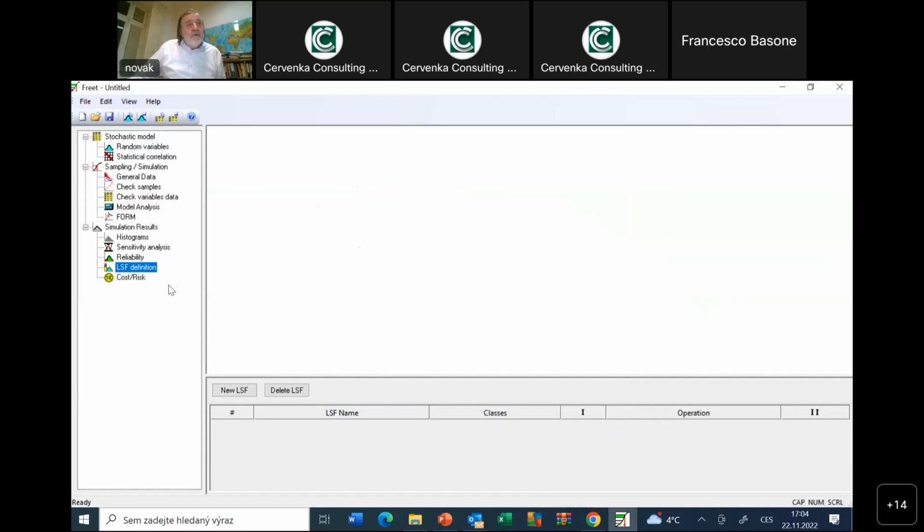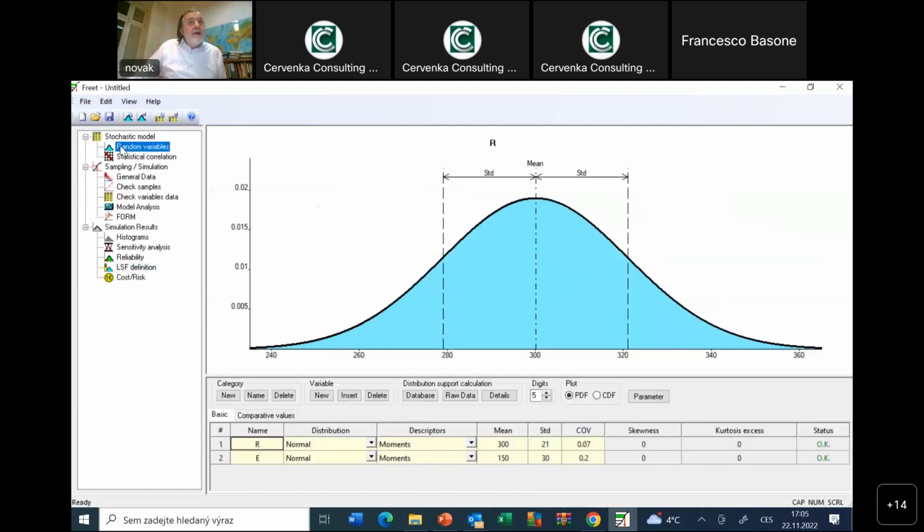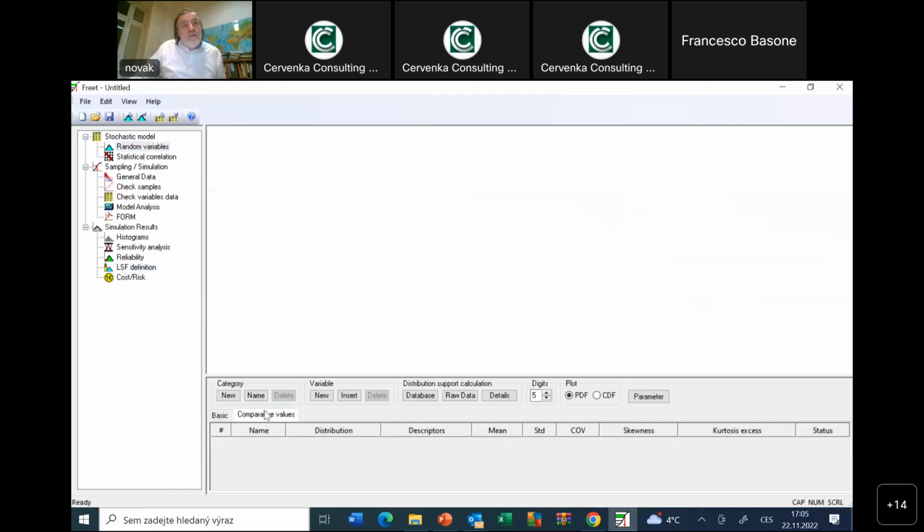random response from SARA, then by this button, you define the limit state function in such a way that you actually put another comparative values to the already calculated values. But these values are put actually in the stochastic model in the button of the comparative values.